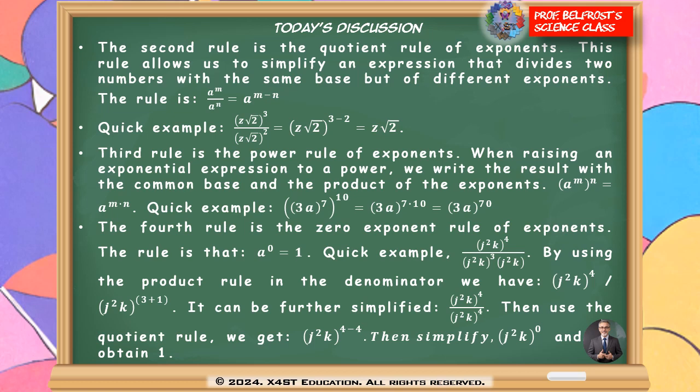Quick example. Say we have an expression like this on the slide. I want to read this long expression for you. Okay, pay attention by yourself. By using the product rule in the denominator, we can have this simplified expression also shown in the slide. And you see that it can be further simplified as this expression. And because we can apply the quotient rule, now we're left with j to the 2 times k to the 4 minus 4. Because 4 minus 4 equals 0, this expression to the 0 is just 1. So this is very simple, right?